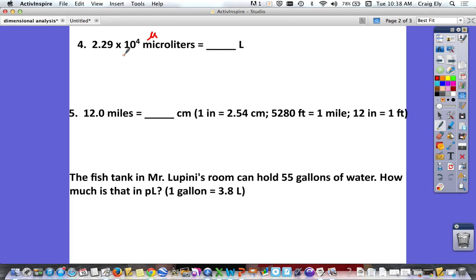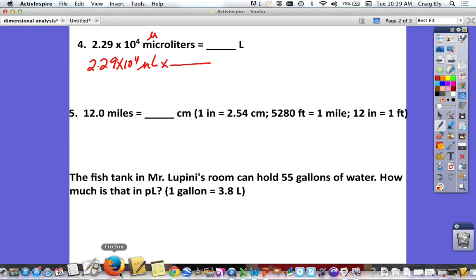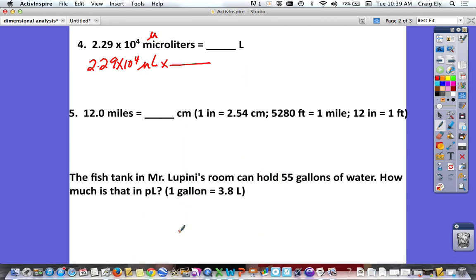All right, so now I know sometimes this scientific notation kind of scares you guys a little bit, but I'm going to show you how to deal with that. So when we set this up, we're going to go 2.29 times 10 to the 4th. All right, we're microliters. Okay, so we're going to go microliters, so we're going up to liters, so we've got to go up the steps.